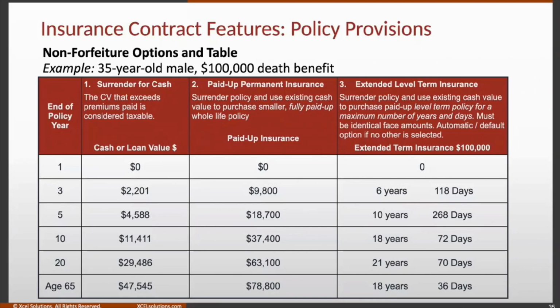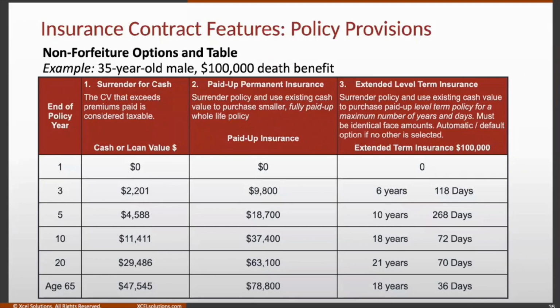Take the cash value from the original policy. That makes it enough to make that a single premium paid whole life policy with a face amount of $78,800. So the first contract goes by the wayside. We take the cash value out of the first contract of $47,545 and we purchase with it a single premium whole life contract now with a face amount of $78,800.